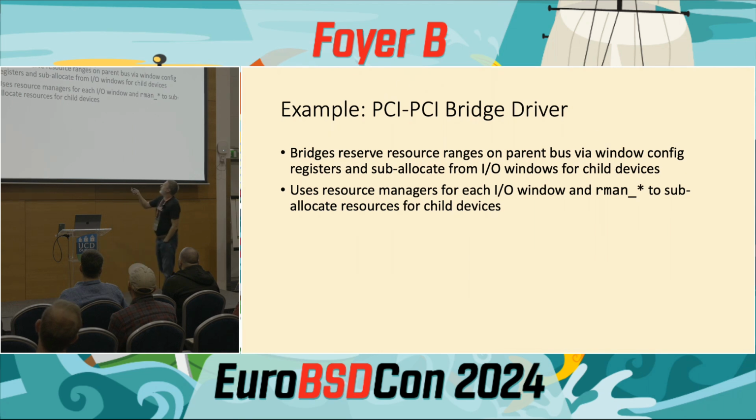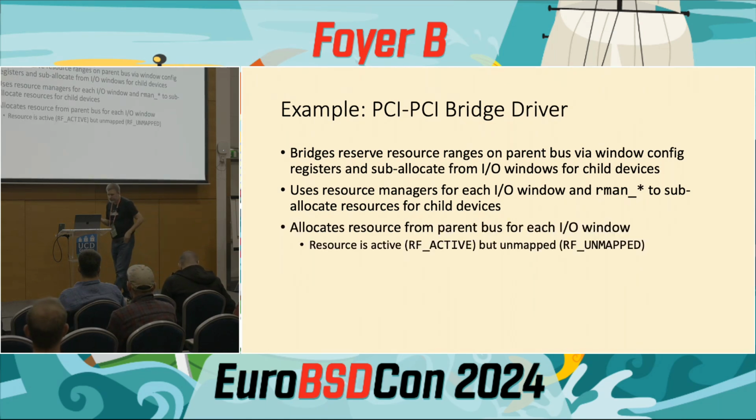So in our current driver in the tree, we actually create new resource managers for each I/O window. We allocate a resource from the parent bus for my entire window, and whatever resource we got from the parent, we add that as regions to the corresponding resource manager, and then we suballocate out from that to hand out resources to our children. The resource that we get from our parent, we don't actually need to do individual register reads and writes with. So we mark it as active, but we say we don't need a mapping, because we don't need to create arbitrary mappings we're not going to bother using.